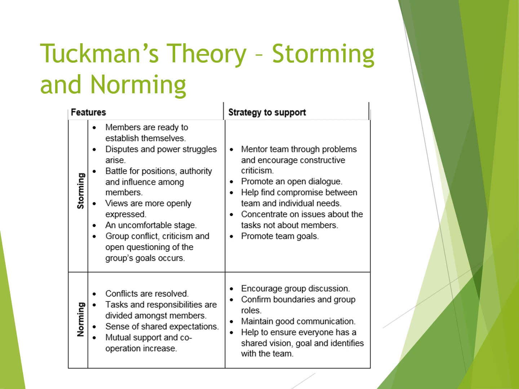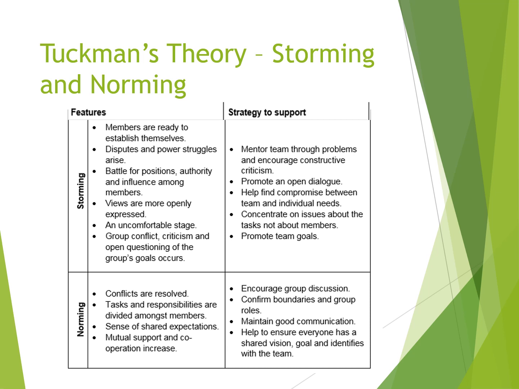The second stage is storming, and this is when the members are starting to establish themselves. You might find there are power struggles, disputes start to arise among team members who maybe don't particularly get on with each other. There's a battle for positions. Maybe some people are wanting to do one task that someone else wants to do. There is certainly some amount of influence and authority among your members. People are starting to express their views a lot more openly. It can be an uncomfortable stage because people are starting to conflict with each other. There could be group conflict, there could be criticism about the way people are doing things, and this is quite important. So what can the organisation do to support this particular stage?